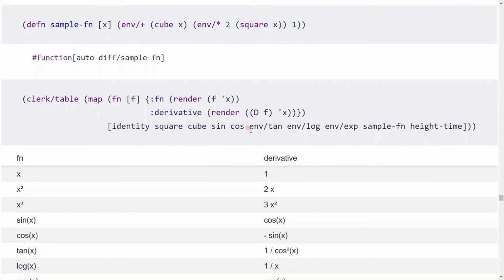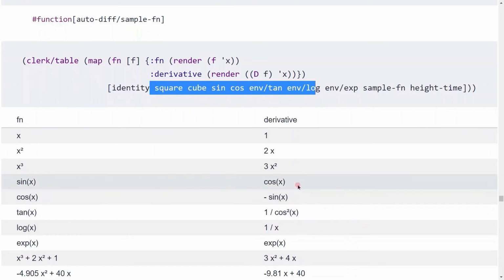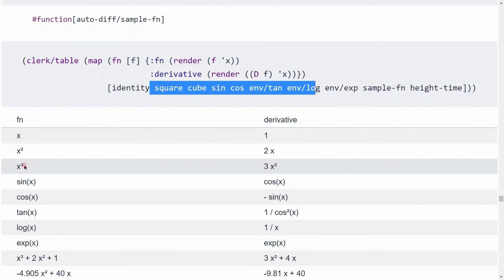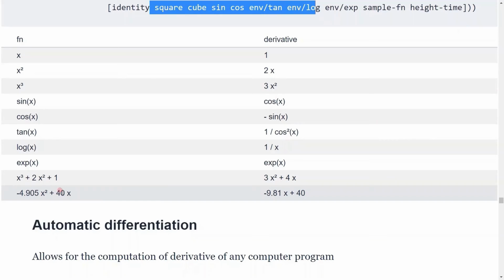We can see this for a small set of functions by mapping the rendering of the original function and the derivative of that function using the D operator over this set of functions. And what we get in tabular form is this result. So for x squared, a D operator produces 2x, x cubed, 3x squared. And down here we have our height function and its derivative.